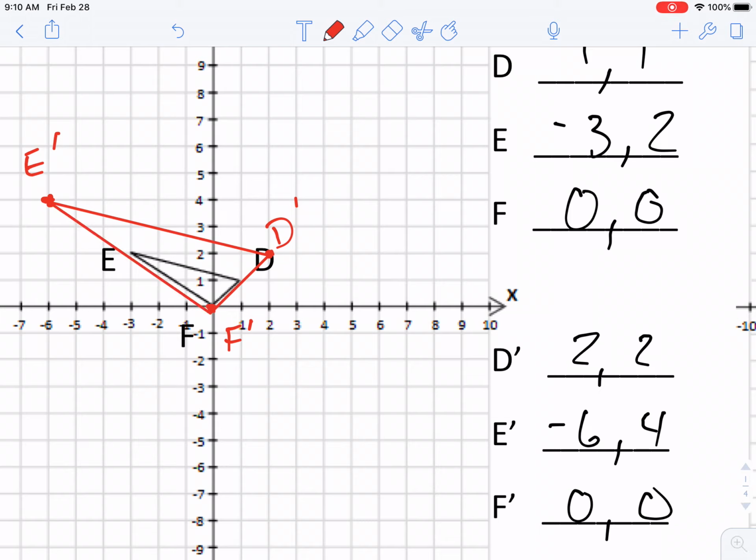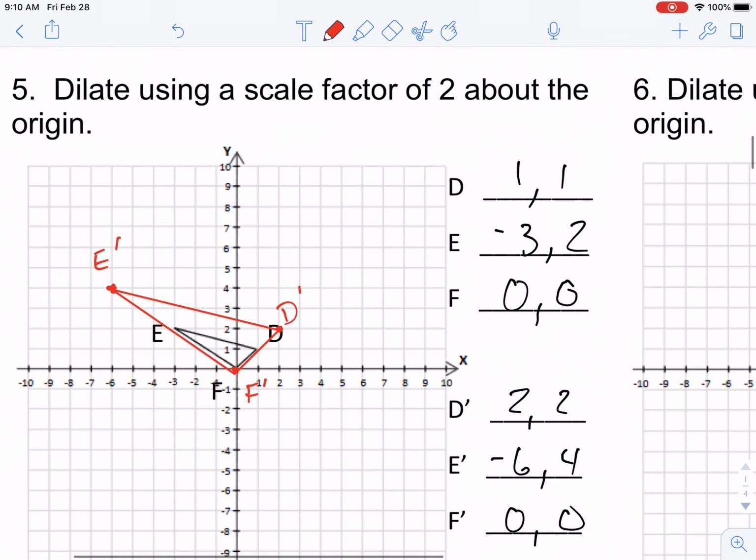And what should happen is you should have the exact similar looking shape. It's not congruent. It's similar but bigger because our scale factor was greater than 1.